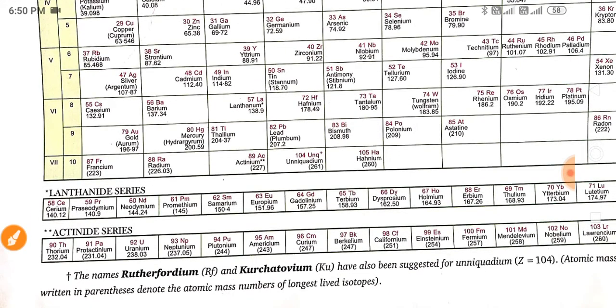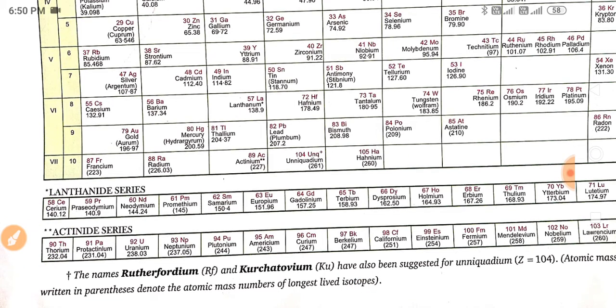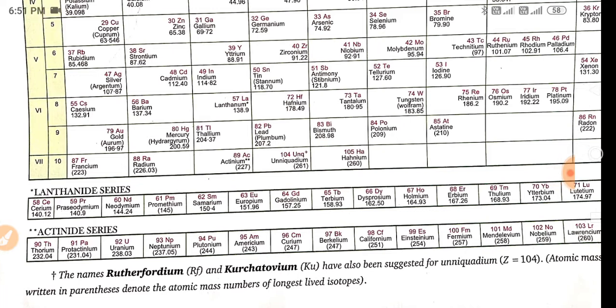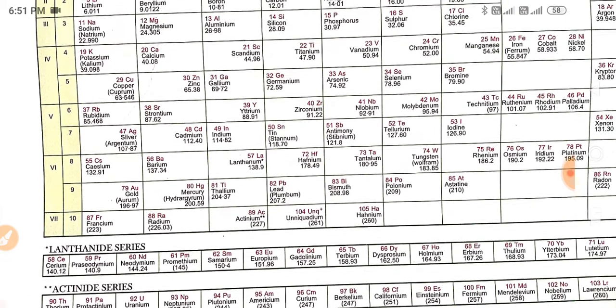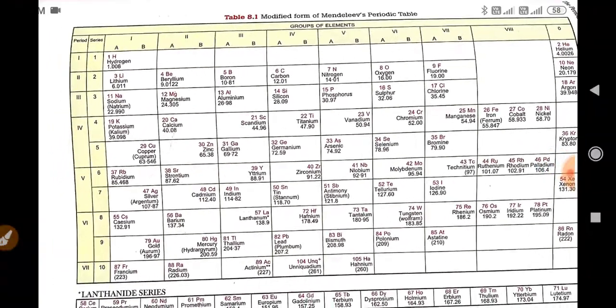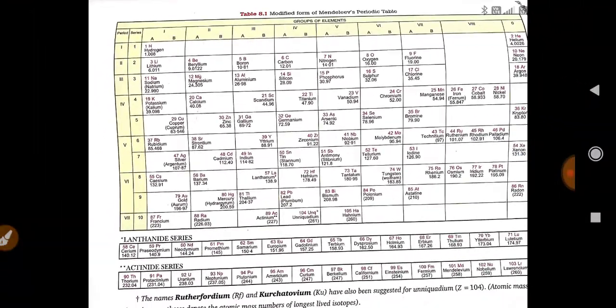So these places are left by Mendeleev for the Lanthanide and Actinide series. Nowadays they will be filled here. The names Rutherfordium and Kurchatovium have also been suggested. For unstable elements, the atomic mass written in parentheses denotes the mass number of the longest lived isotope. So you can see here, this is the modified form of Mendeleev's periodic table.